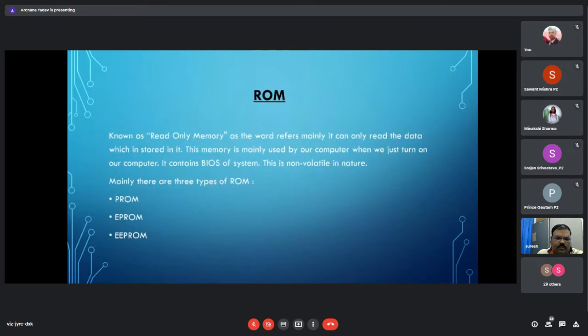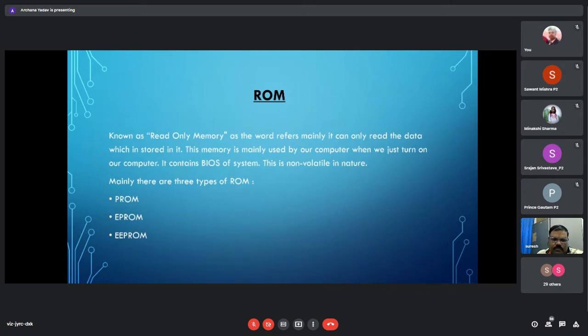ROM stands for read-only memory. It is the place where we can only read data, and it holds the basic input and output of the system, which is called the BIOS. It is non-volatile in nature, which means even if we lose the power supply, it doesn't lose its data.